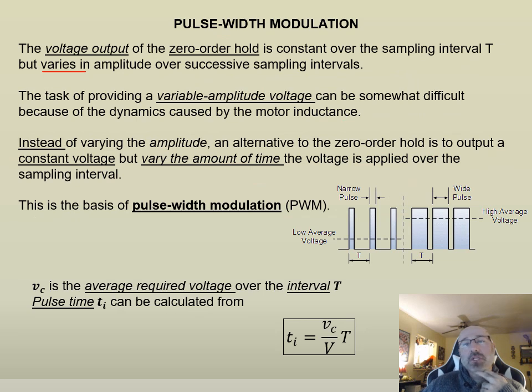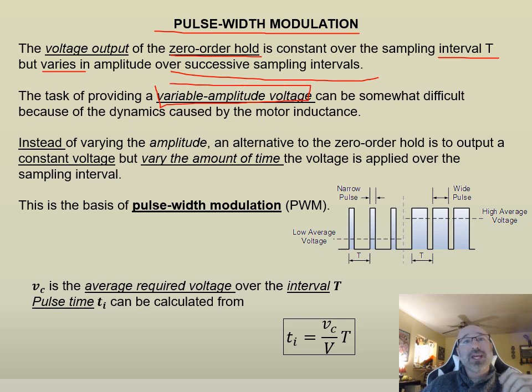The last thing we're going to take a look at in this section of the module is pulse width modulation. One thing to note here: the voltage output of a zero order hold is constant over our sampling interval T, but it's going to vary in amplitude over successive sampling intervals. Providing a variable amplitude voltage can be rather difficult, and this is due to the dynamics caused by motor inductance, things of that nature.